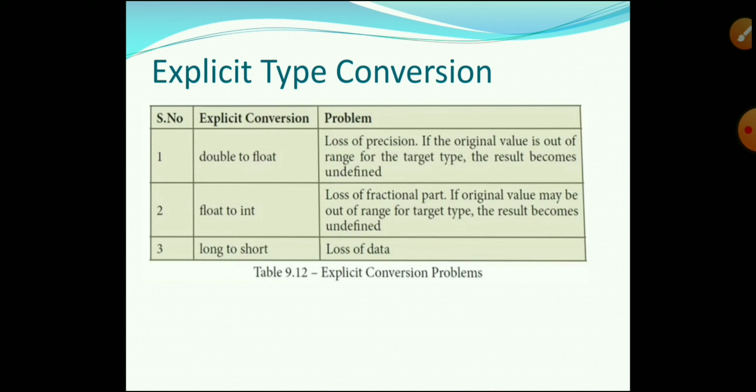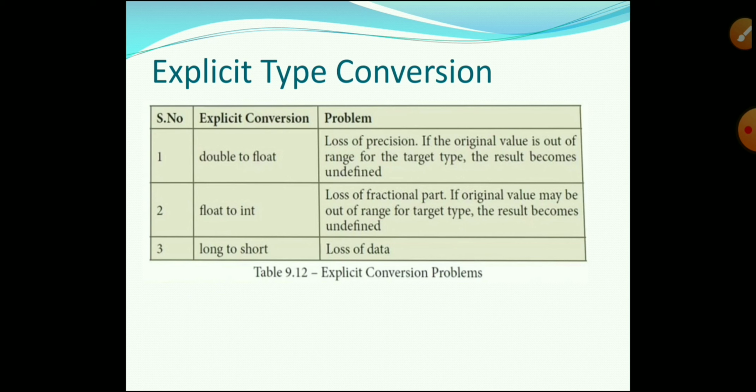What that means is that double stores a lengthy value, but here float stores only a minimum value. That's why they say loss of precision if the original value is out of range for the target type.